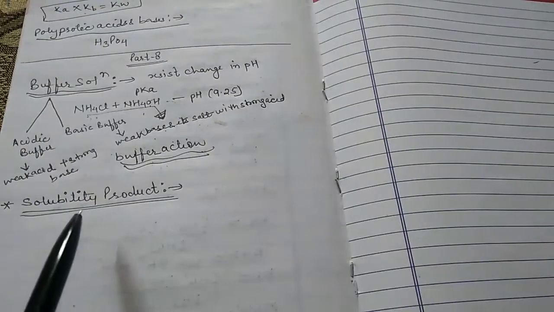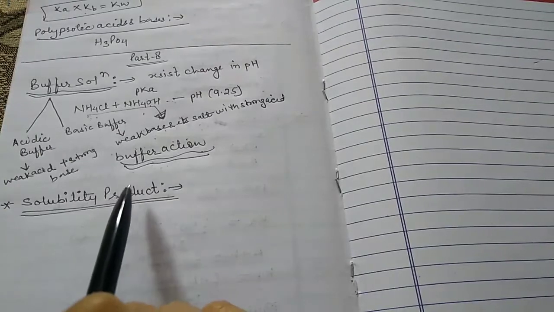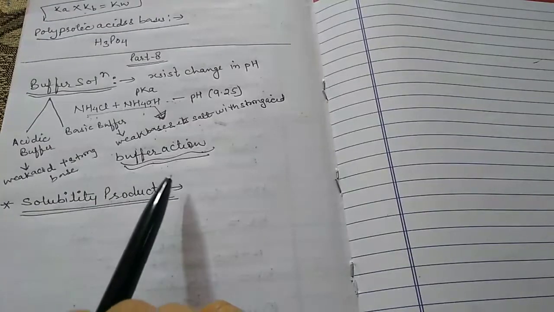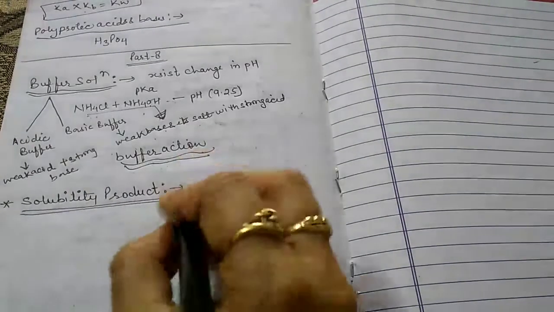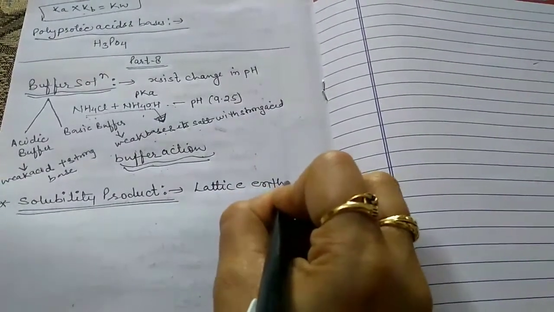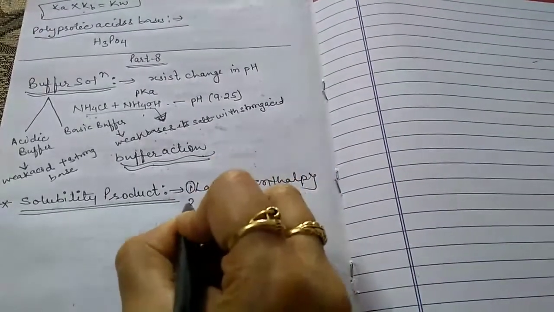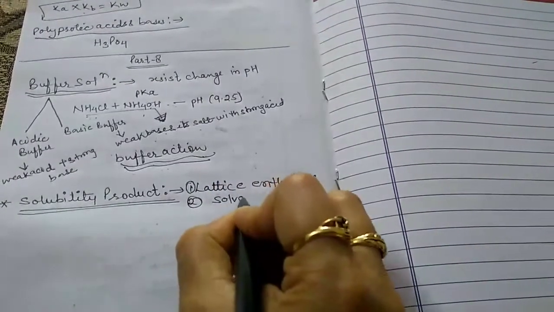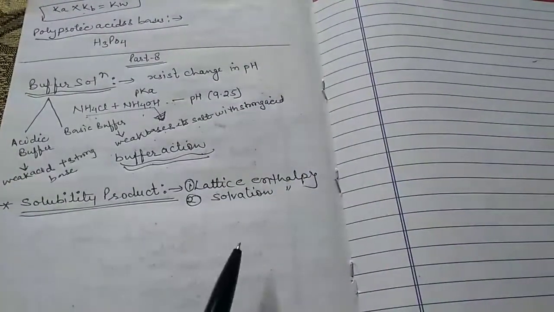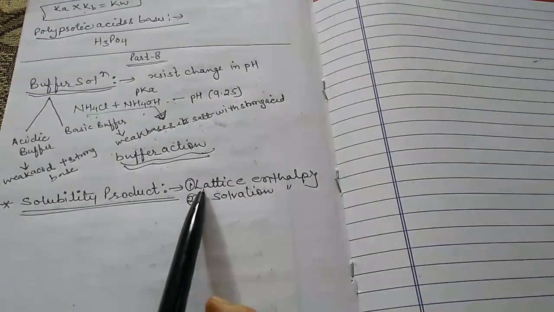Among these, the two important factors are, one, the lattice enthalpy of the salt, and another, the solvation enthalpy of the ion in the solution. These are the two important terms. First is the lattice enthalpy, and the second factor is the solvation enthalpy. So these are the two important factors on which the solubility depends. Let us first discuss the lattice enthalpy.